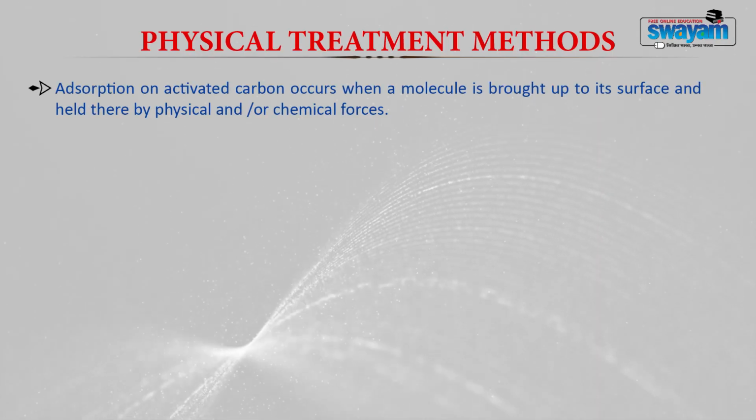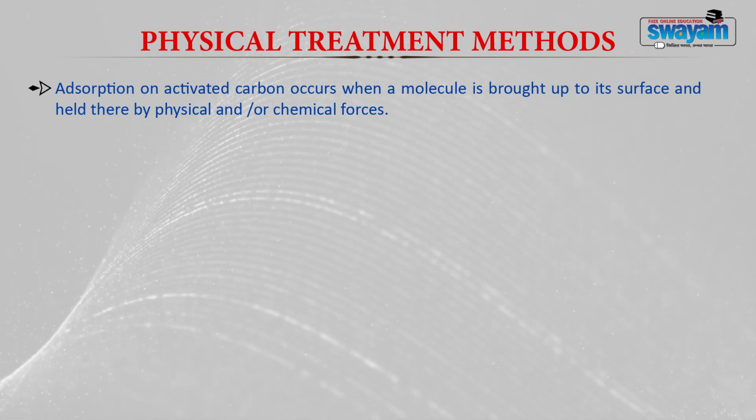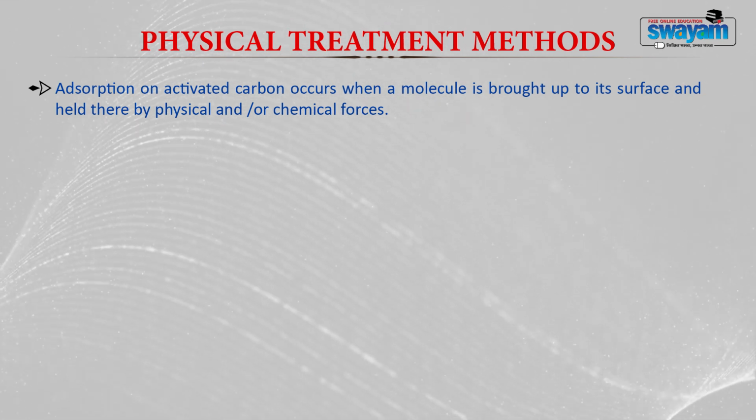Now, the physical treatment methods. You have different types of methods, starting from adsorption, distillation, filtration, reverse osmosis, resin adsorption, and so on. We will discuss each one in detail. First, adsorption. Adsorption on activated carbon generally occurs when a molecule is brought up to its surface and is held by physical or chemical forces.